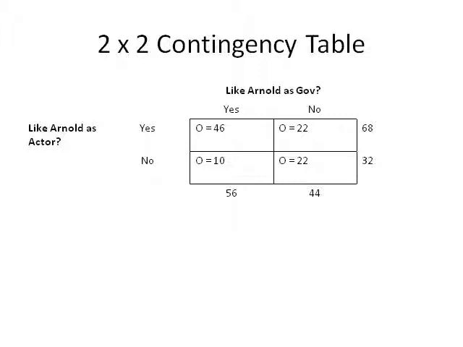Notice that observed frequencies are presented in each cell, and we can see that 46 individuals said they liked him both as an actor and a governor. Also notice that sums of frequencies for each level of each variable are presented in the margins outside the table. So the sum of people who liked Arnold as an actor is 46 plus 22, or 68 individuals, or participants in our study.